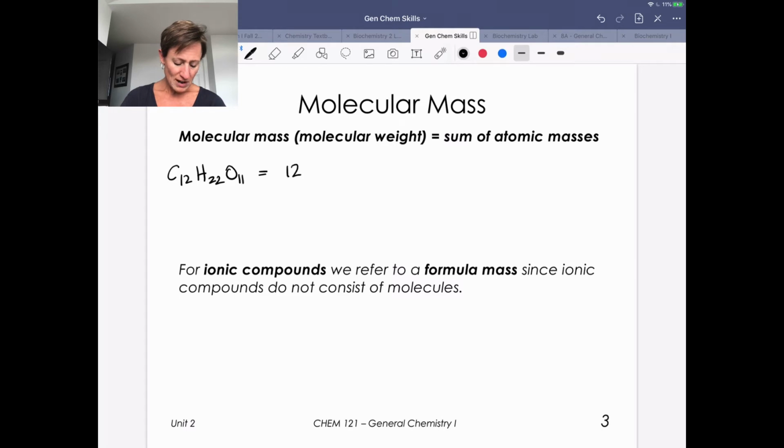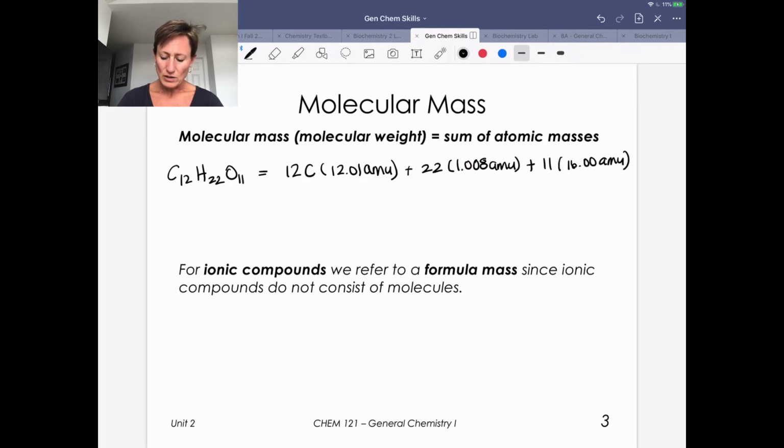So I'm going to have 12 copper atoms, and I can look on the periodic table to see that one copper atom is 12.01 atomic mass units. I have 22 hydrogen atoms. The atomic mass of one hydrogen atom is 1.008 atomic mass units. And then I have 11 oxygen atoms, and each oxygen atom is 16 atomic mass units. Now again, if you've taken a chemistry course before, you might be thinking, well, wait a minute, what about the whole grams per mole units?